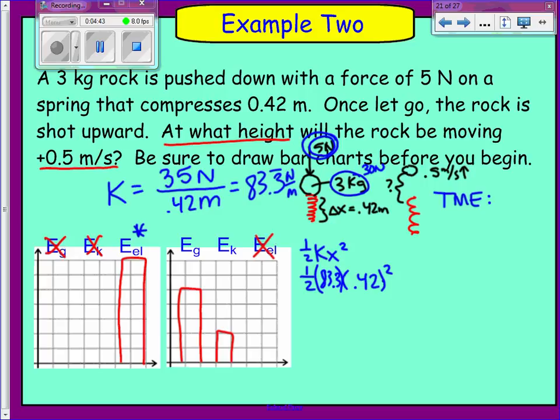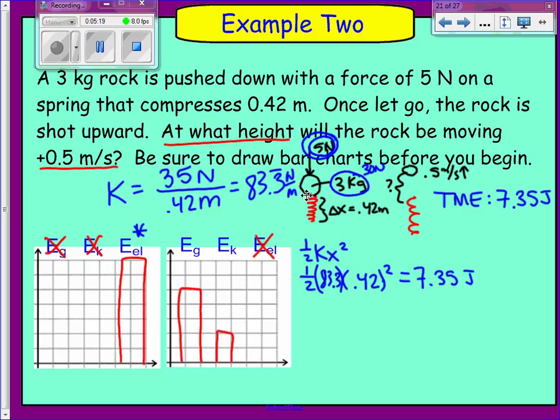And now I can figure out what my elastic energy is, and therefore what my total mechanical energy is. So 83.3 times 0.5 times 0.42 squared ends up getting me an elastic energy of 7.35 joules, which is also my total mechanical energy of 7.35 joules. What this means is that the energy has to be conserved, and therefore it always has to be 7.35 joules no matter where. So in the second bar chart, my gravitational and kinetic energies together must equal 7.35.